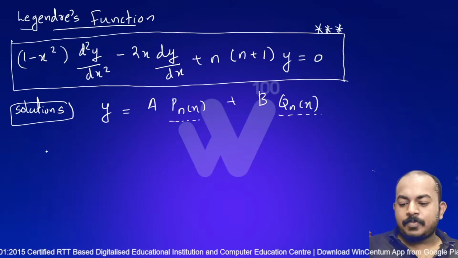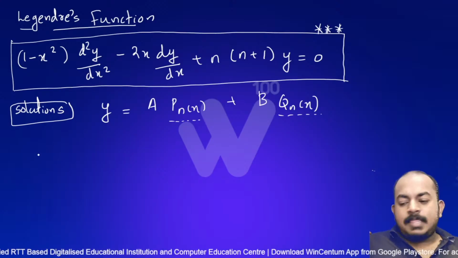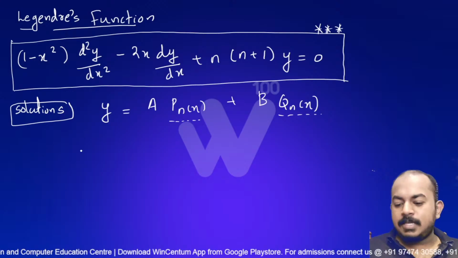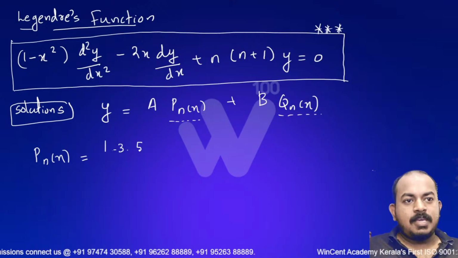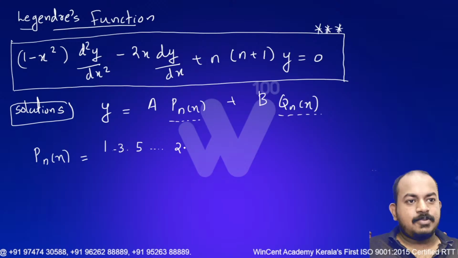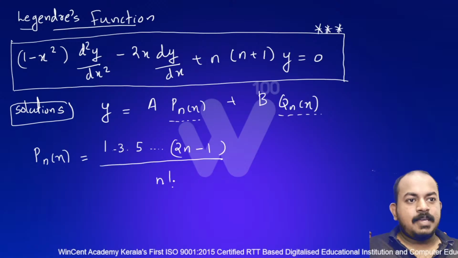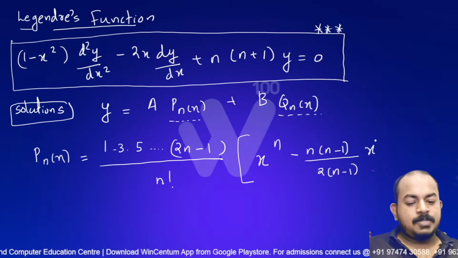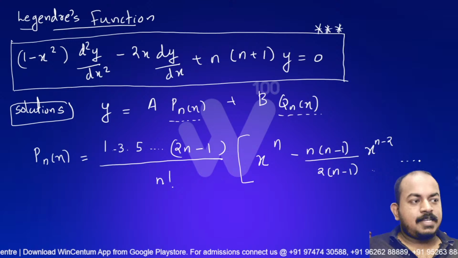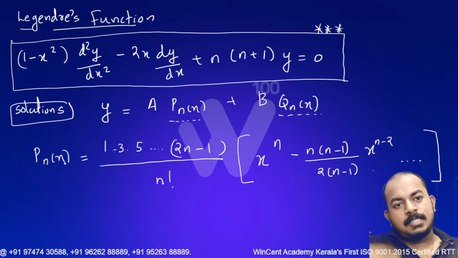Okay, so the solutions of this differential equation, especially the Pn of x, is given as Pn of x equal to 1 into 3 into 5 into etc. up to the odd power 2n minus 1, divided by n factorial, times x raised to n minus n into (n minus 1) divided by 2 into (n minus 1) times x raised to n minus 2, etc. So these are the solution.